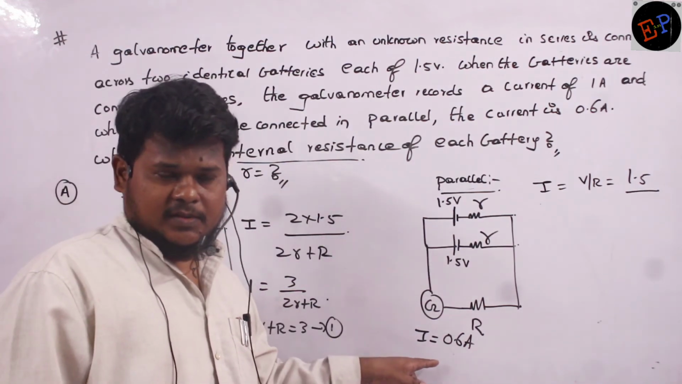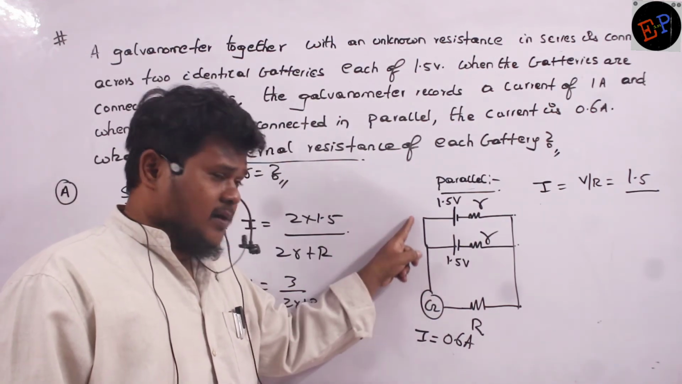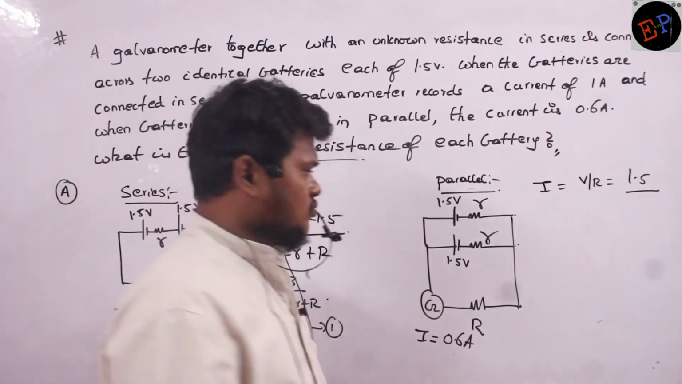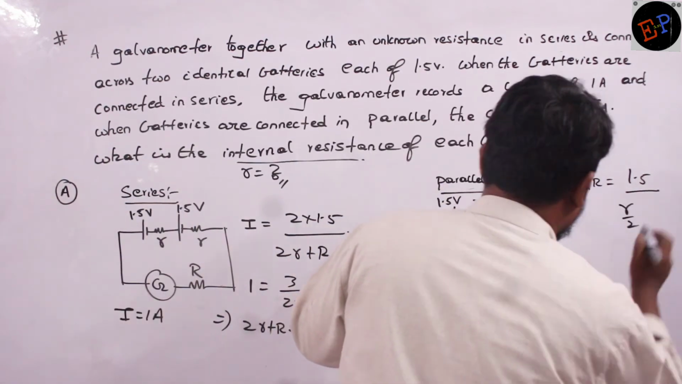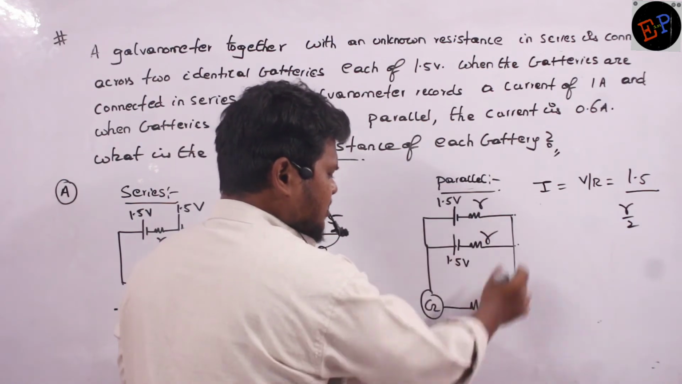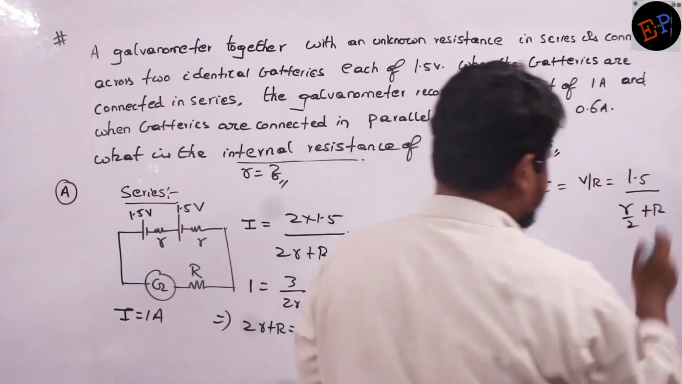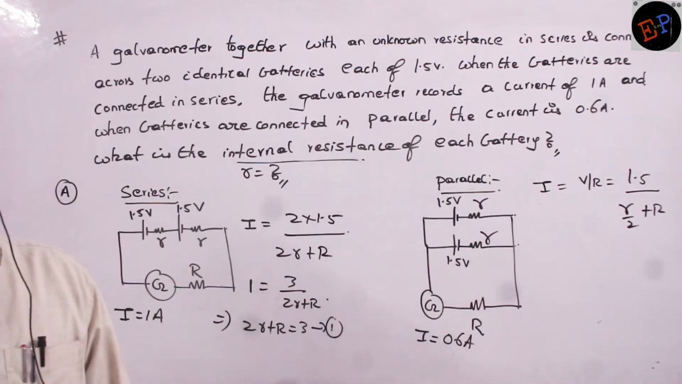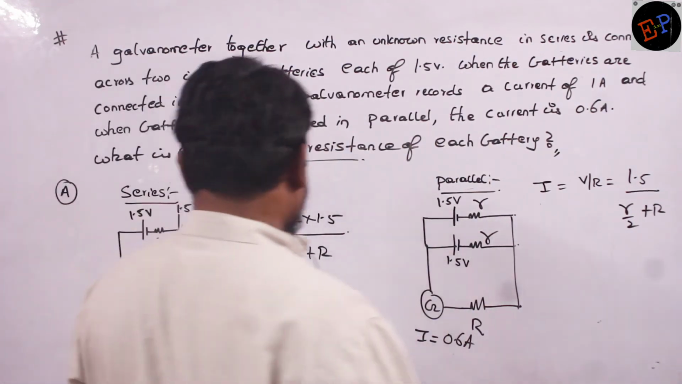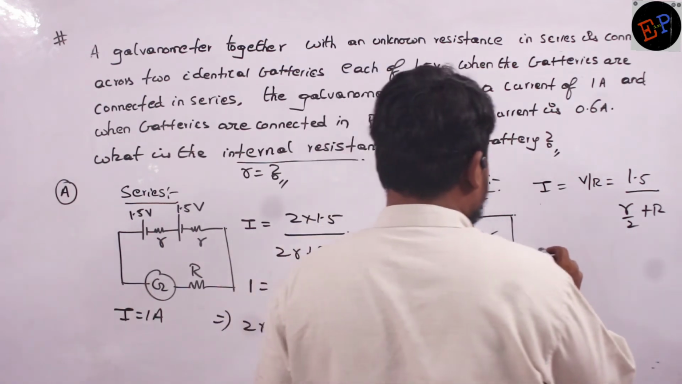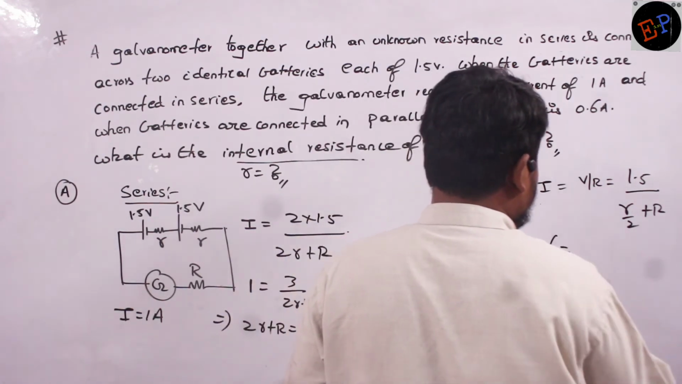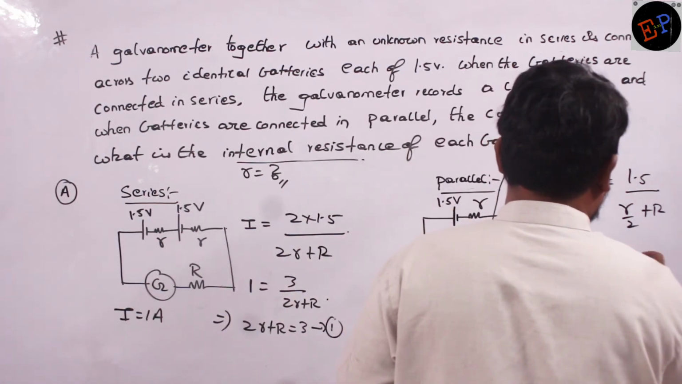See, two resistors are in parallel, R by 2. That's all, no? R by 2. And this total combination is in series with capital R. So R by 2 plus capital R. Now here what is the strength of current? 0.6. So 0.6 is equal to 3 divided by (R plus 2 into R).